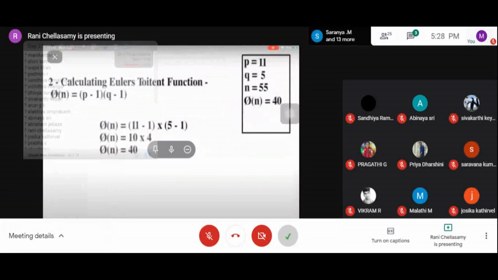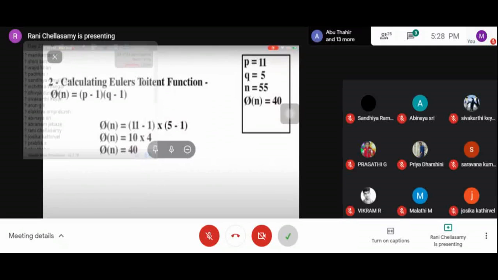How will we calculate Euler's totient function? With the formula phi of n. Euler's totient function is otherwise called the phi function. So phi of n equals (p minus 1) times (q minus 1). This is the formula to calculate Euler's totient function. So what is this Euler's totient function?